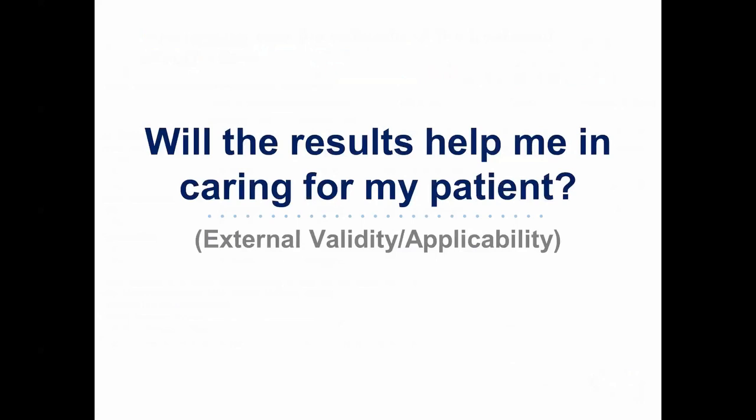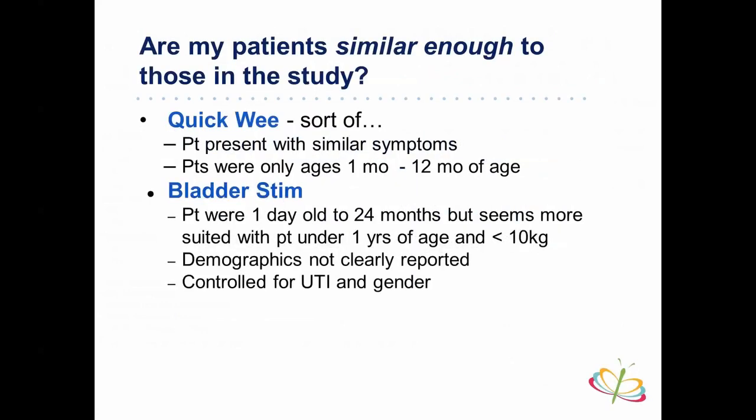So finally, we're going to look at external validity. Will the results help me care for my patients? Are my patients similar enough to those in the study? For the quick wee, again, sort of. Our patients here present with similar symptoms. They present with fevers of unknown origin. They're fussy. They're coming with poor feeding, vomiting.